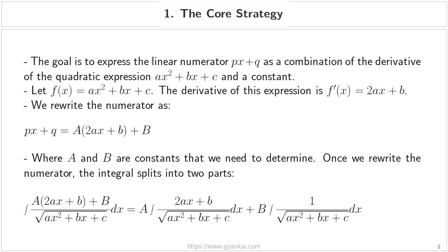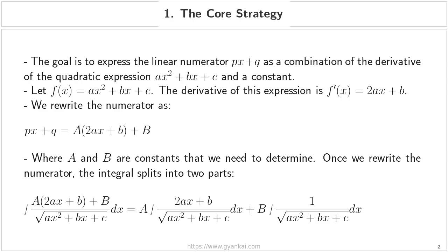Once we successfully rewrite the numerator in this way, the original integral beautifully splits into two separate integrals. Let me write that out. The integral of px plus q over the square root of x squared plus bx plus c dx becomes A times the integral of 2x plus b over the square root of x squared plus bx plus c dx, plus B times the integral of 1 over the square root of x squared plus bx plus c dx.